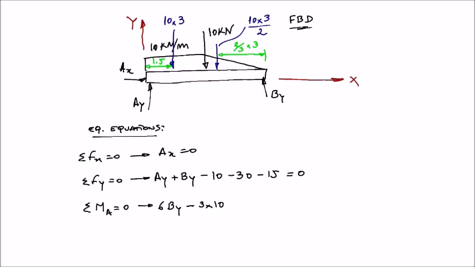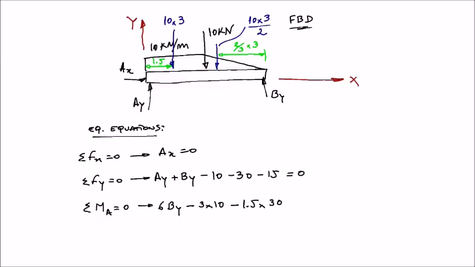I'm going to do now the moment produced by this UDL. So basically I'm going to use the equivalent force and multiply this equivalent force by this 1.5 meters. And then I will have the moment. That moment will be clockwise, so is minus as well. So minus 1.5 is the distance times the force, which is 30 kilonewtons.